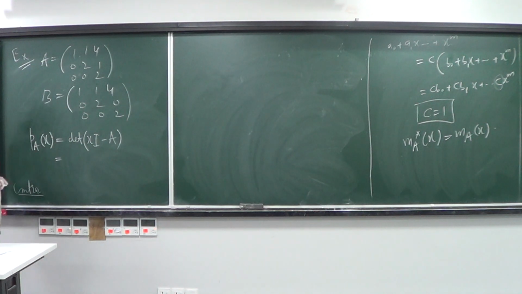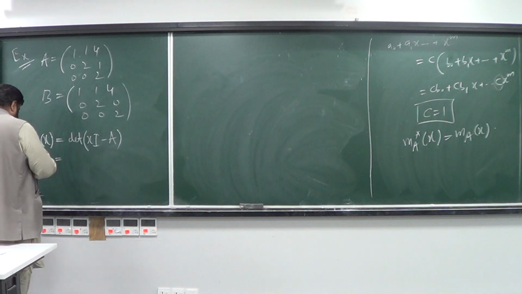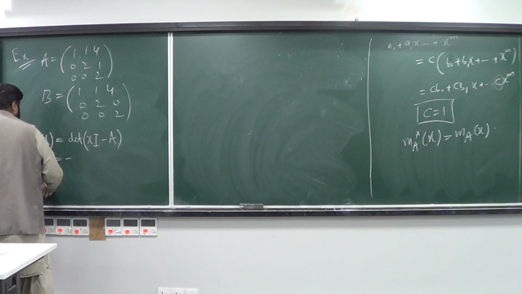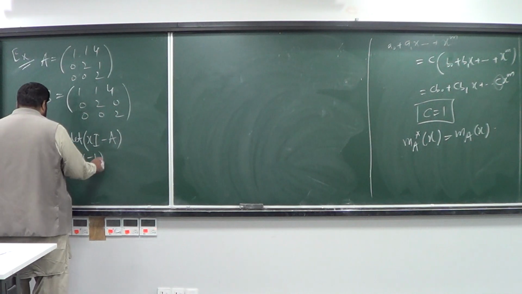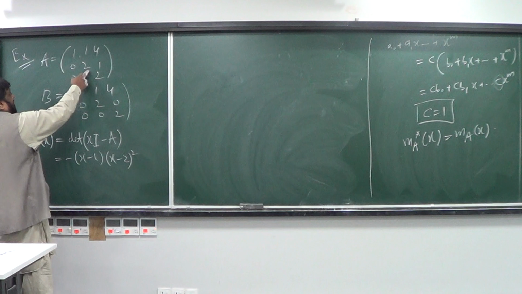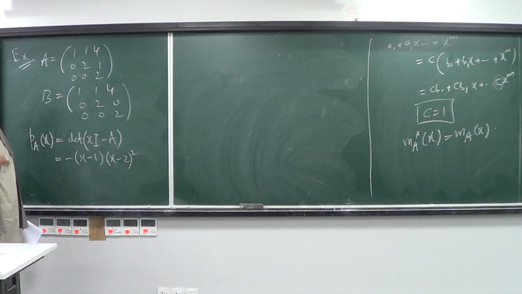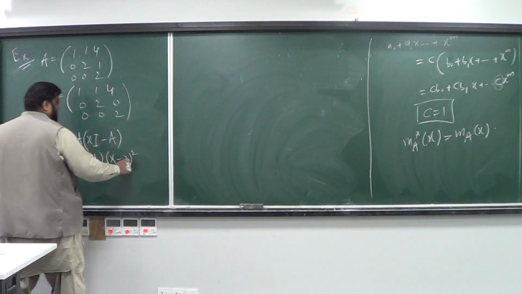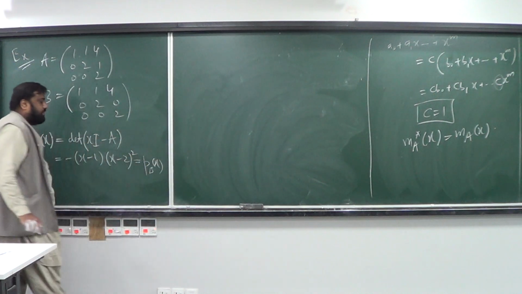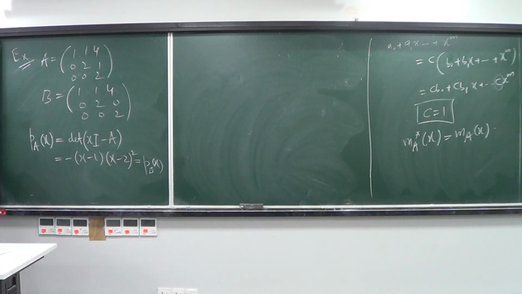Actually, you can compute it, and it turns out that the characteristic polynomial of A is minus x minus 1 times x minus 2 squared, which makes sense because this 2 is appearing 2 times on the diagonal, so it should have multiplicity 2. And if you compute, for example, the characteristic polynomial of the matrix B, you're going to get the same polynomial actually.